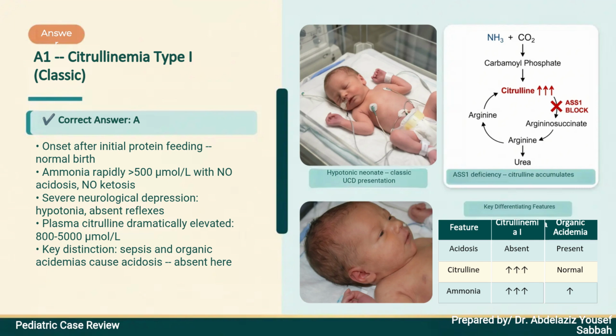The key clue is severe hyperammonemia with no acidosis and no ketosis. This combination points strongly to a urea cycle disorder. Symptoms begin only after the initial protein feeds, following a normal birth and a symptom-free interval. Ammonia rises rapidly above 500 micromoles per liter, producing severe neurological depression with hypotonia and absent reflexes. Plasma citrulline is dramatically elevated, typically between 800 and 5,000 micromoles per liter. This is the critical distinction. Sepsis and organic acidemias cause a metabolic acidosis, which is absent here.